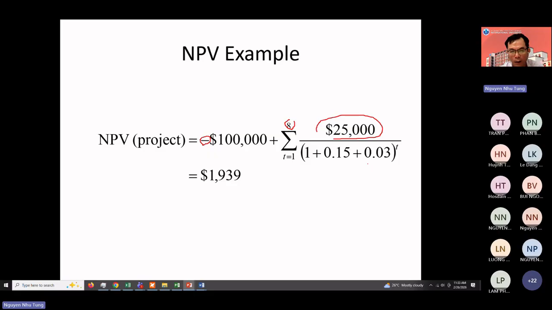Every year the cash flow is 25,000. However, to receive the present value, you have to discount this 25,000, depending on the year T. All right, here you can see not just 15% as the discount rate, but the example also shows you that you must apply the 3% inflation rate, because inflation rate reduces the present value.